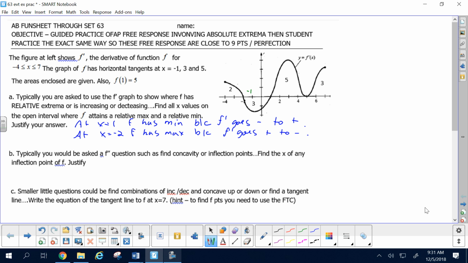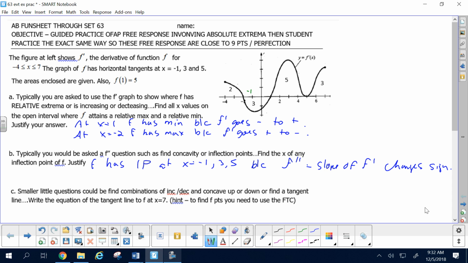I agree. Please use good grammar when you go to write this. F has inflection points at x equal negative 1, 3, and 5. And why did you say that? Because f double prime, which equals the slope of f prime, changes sign. Beautiful. F double prime, which equals the slope of f prime. Couldn't have said it better myself. Changes sign. Not equal 0. Changes sign. It has to change sign.